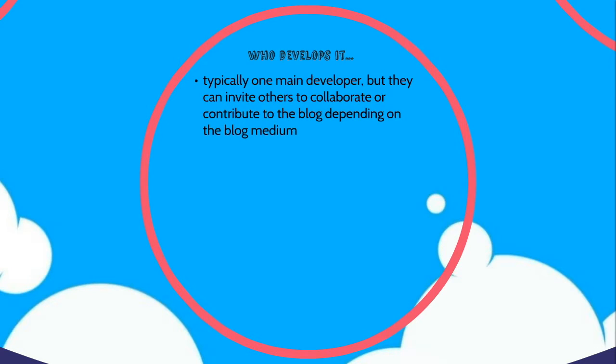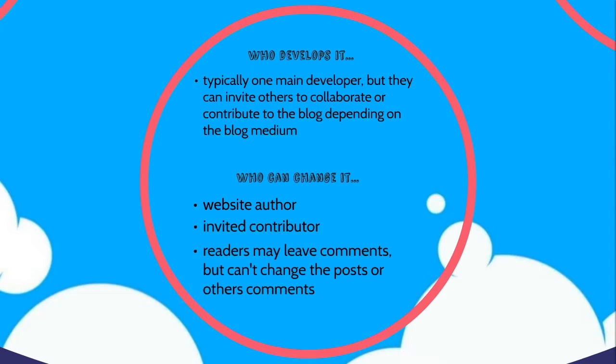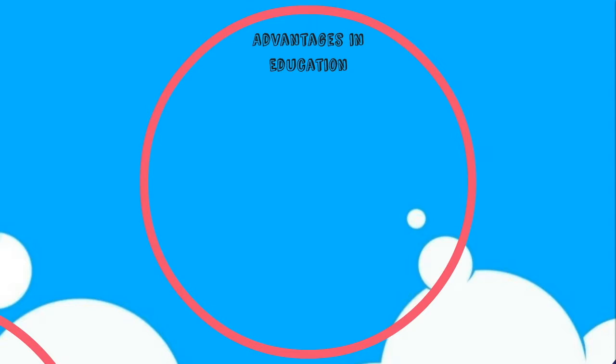Who develops it? Typically one main developer, but they can invite others to collaborate or contribute to the blog depending on the blog medium. Who can change it? The website author, the invited contributor, and readers may leave comments but can't change the post or others' comments. These are if blogs are done in class, used and made by the class.